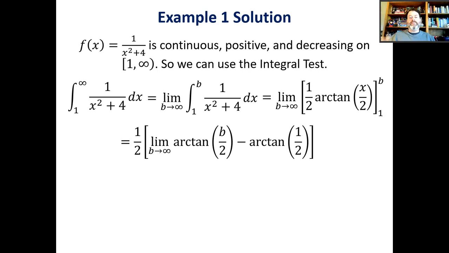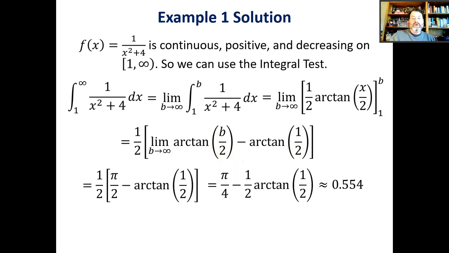So we just push the limit inside. Arctan of 1/2 is just arctan of a half, so I'm not worried about that. So we push the limit in here. Arctan of infinity over 2 is just arctan of infinity, which is just pi over 2. So there's your answer. Right? It's pi over 2 minus arctan of a half. I distributed the 1/2. So I got pi over 4 minus 1/2 arctan of 1/2. Comes out about 0.554.